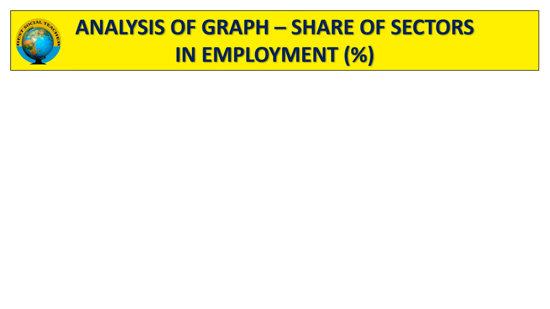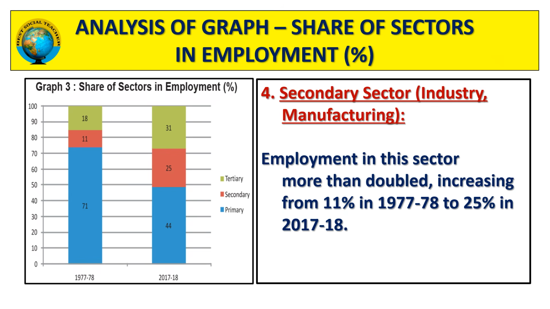Now go to the analysis of the second sector. Employment in this sector more than doubled, increasing from 11% in 1977-78 to 25% in 2017-18. If you observe the red color, here 11%, here 25%. So it is increased. The portion of the secondary sector, that is industrial and manufacturing, was increased in the last four decades.